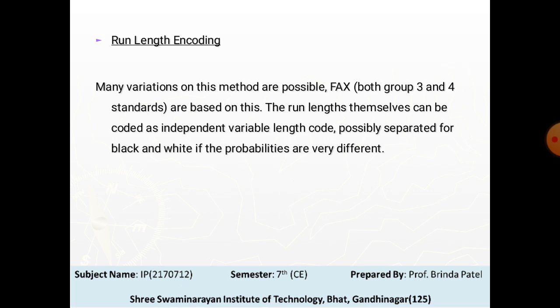Next is run length encoding. Many variations on this method are possible, and facsimile standards are based on this. The run lengths themselves can be coded as independent variable length codes, possibly separated for black and white if the probabilities are very different. In 2D, we can use the fact that black and white transitions in consecutive scan lines are correlated, which means relative address coding and contour tracing in several variations.